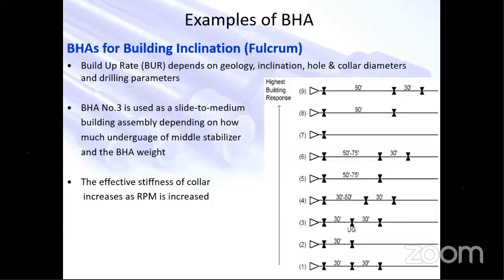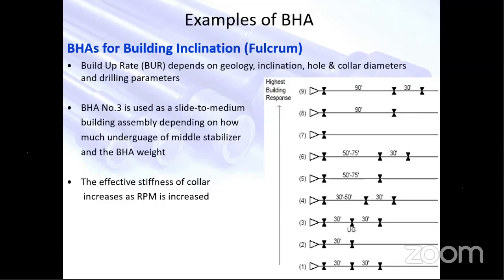Okay, here we have examples of BHA. For example, if we need a building BHA, which has a fulcrum effect. The build rate depends on geology and inclination, and also depends on the collar diameter and drilling parameters. If you look at the picture on the right side, let's take example number three. It's used as a slick to medium building assembly, depending on how much undergauge the middle stabilizer is and the BHA weight.